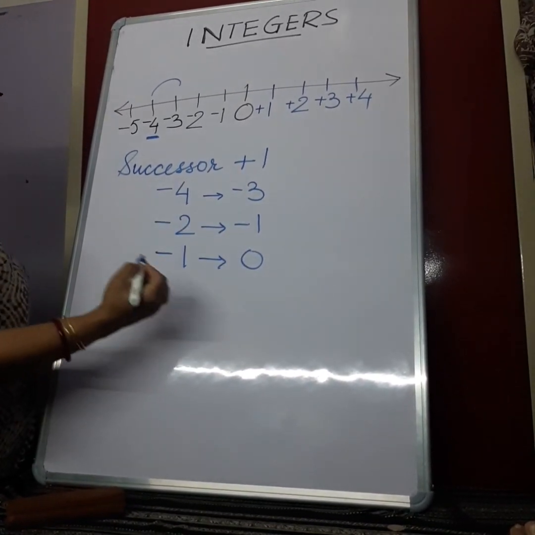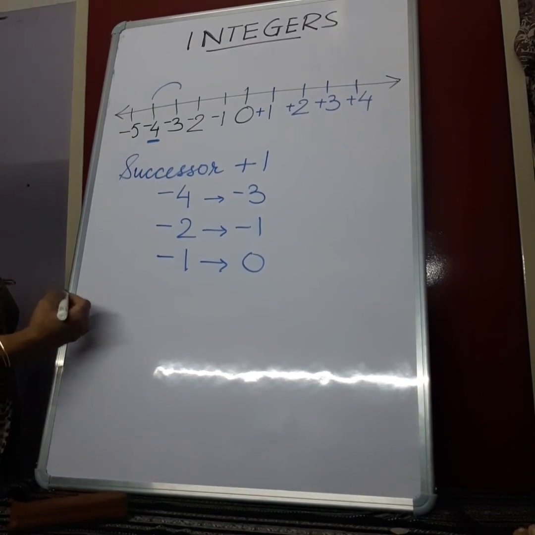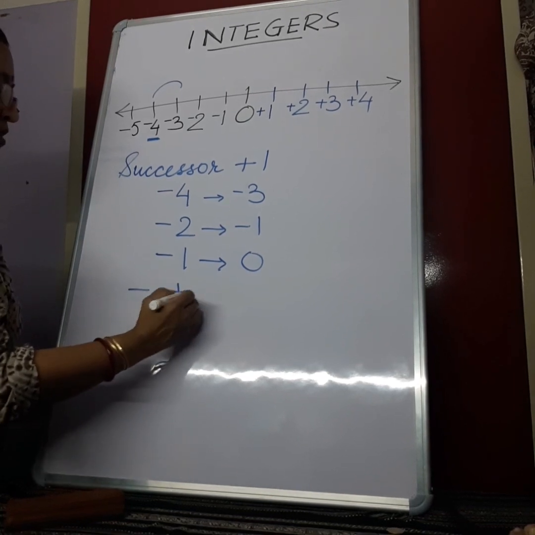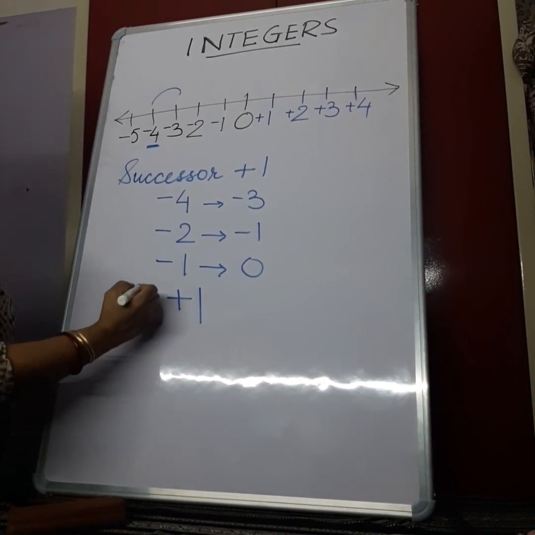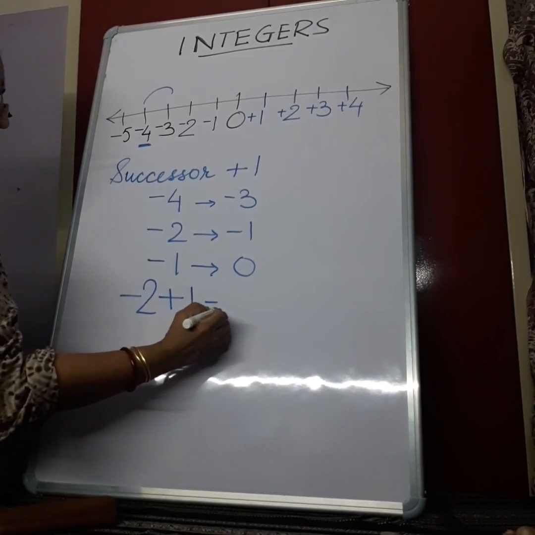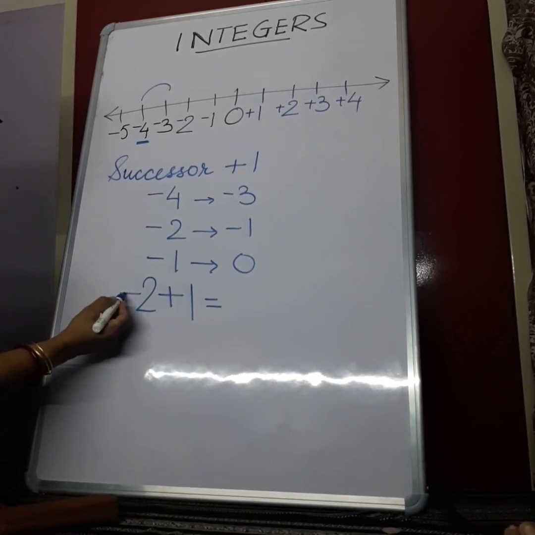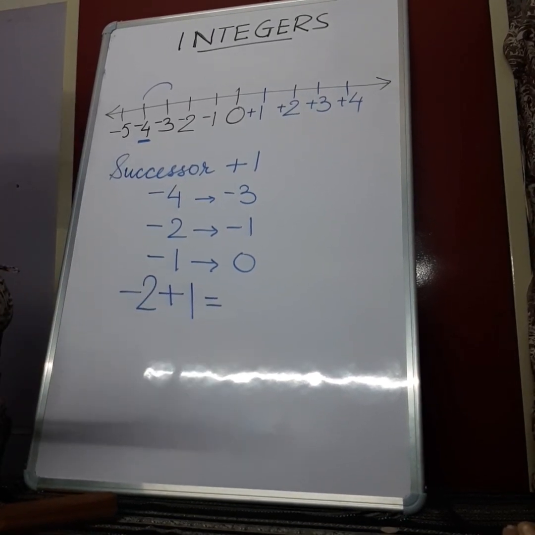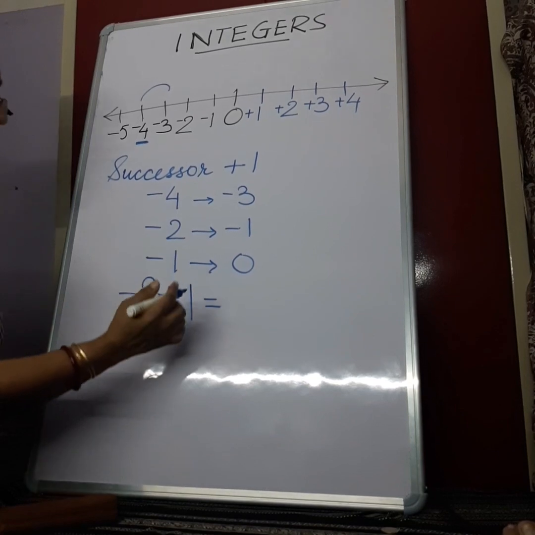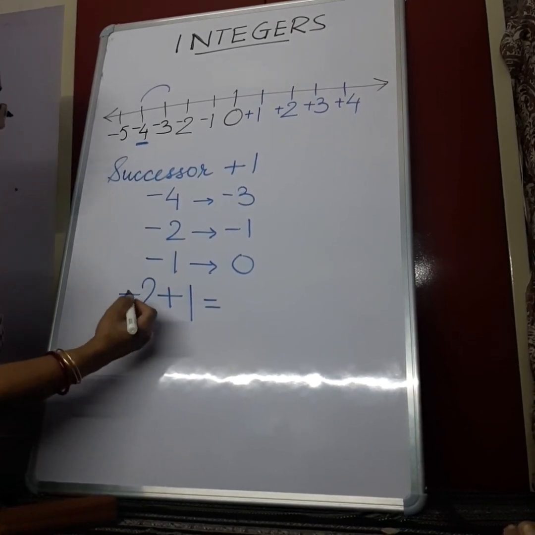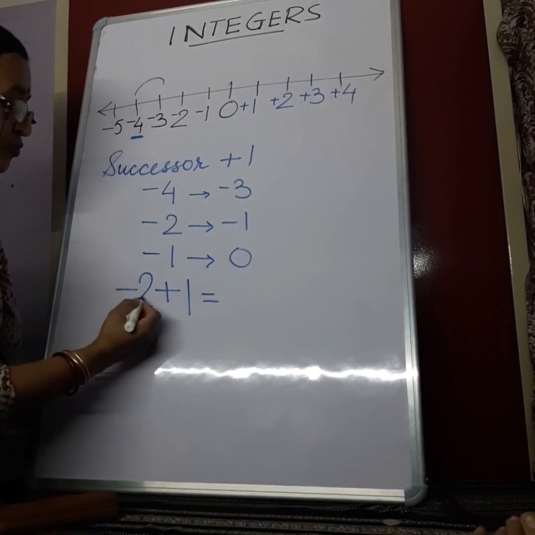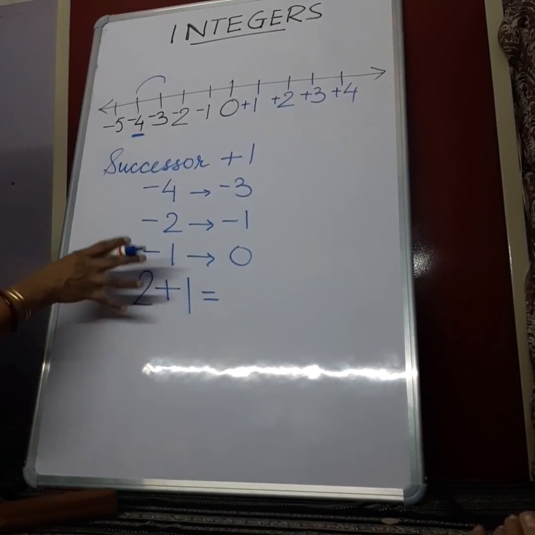What does this show? This shows when we are adding a positive number to a negative number, what are we doing? Actually, see, this sign is unlike. This is negative, this is positive. So we are actually subtracting. When the signs are different, we are subtracting. So we have to subtract the absolute values.